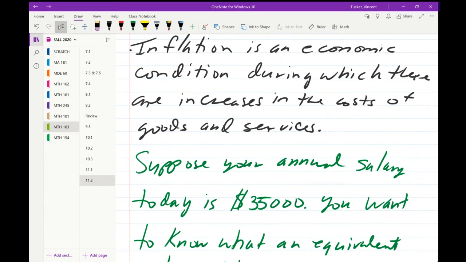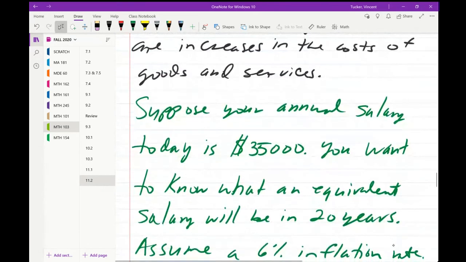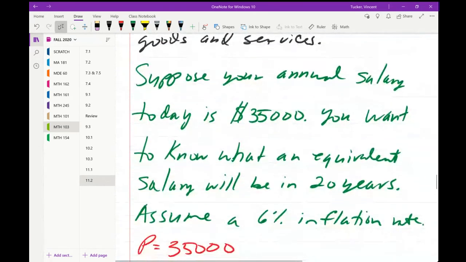All right, inflation is an economic condition during which there are increases in the cost of goods and services. Suppose your annual salary today is $35,000. You want to know what an equivalent salary will be in 20 years. Assume a 6% inflation rate.